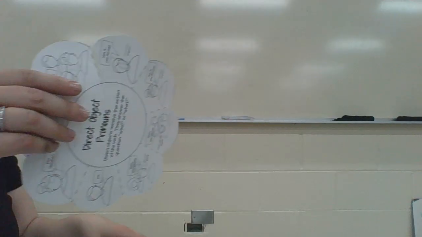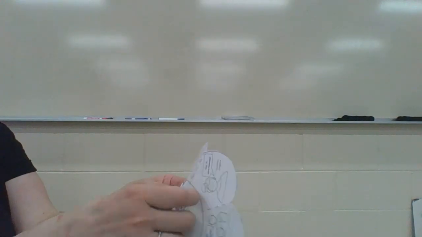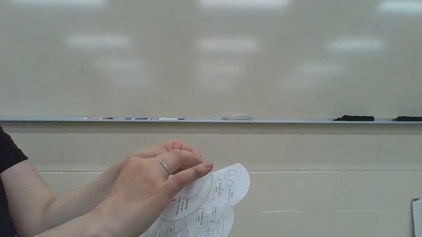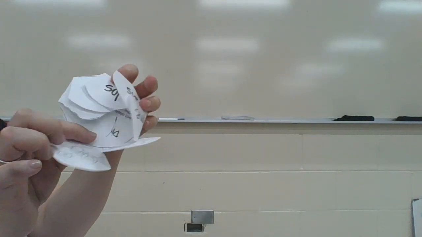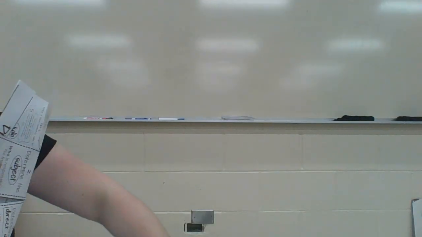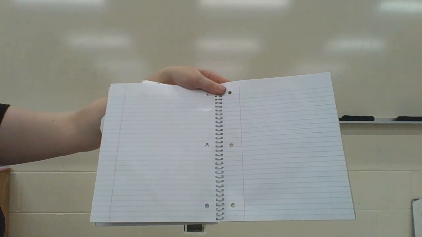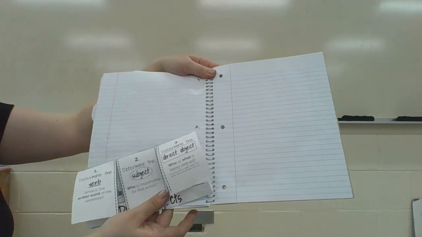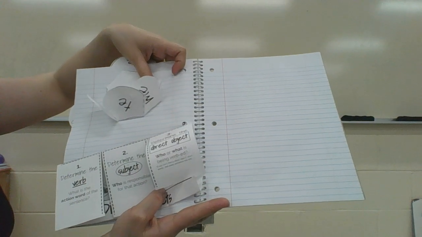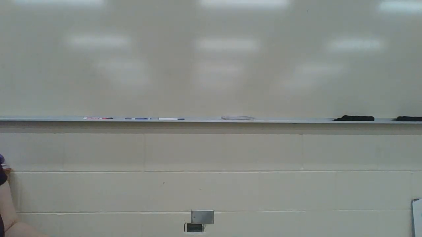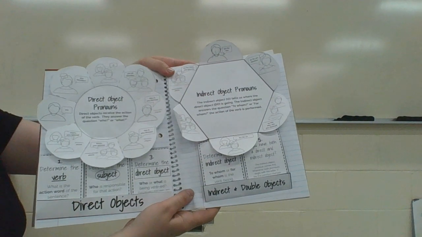Then same thing with this direct object pronoun flower. You're going to fold all these petals down. On one side it's blank, and then the other side has all these little petals that come in and out. So you're going to take your notebook and glue this down at the bottom, and glue this up at the top. When it's done, it will look like that.